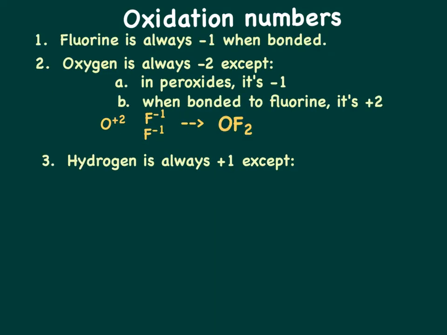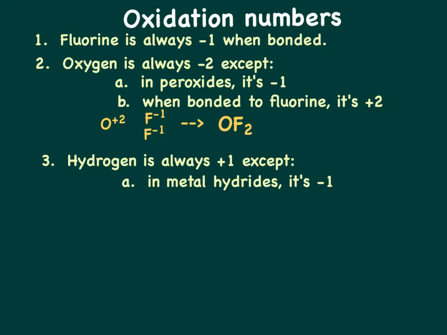Rule number 3, hydrogen's oxidation number is always going to be a +1, just like when hydrogen forms an ion, it has a charge of +1, but there is one exception to that also. In metal hydrides, that's hydrogen bonded to a metal or a metalloid, hydrogen's oxidation number in that instance would be a -1. So let's look at a couple of examples.